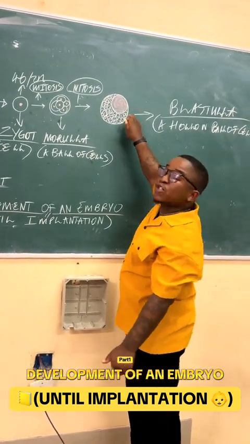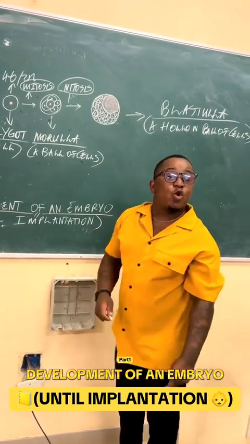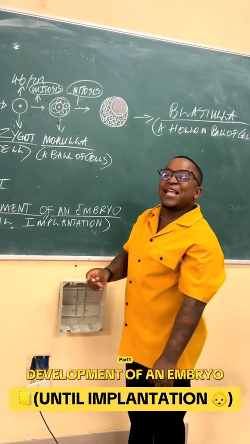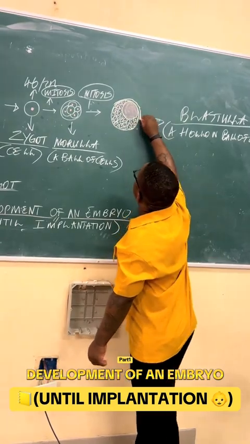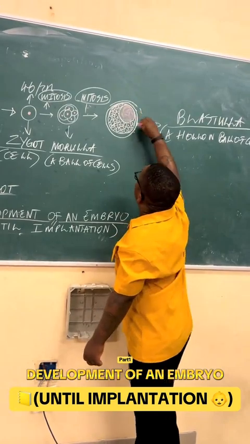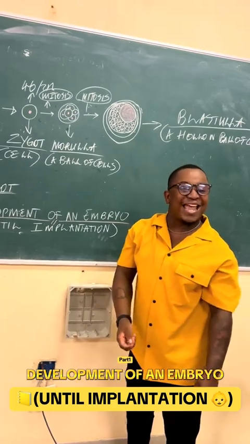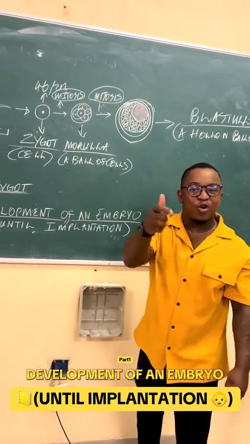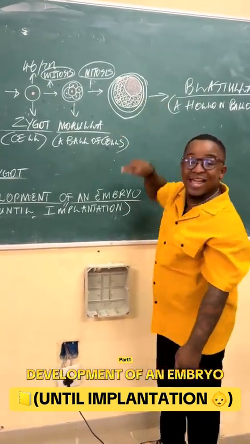Yes. Now, the blastula will later develop two embryonic membranes, or embryonic layers. The first one is called the amnion. And the second one is called the chorion. Just like how we spoke about the amniotic egg, with its four layers, which are the amnion, the chorion, the allantois layer.